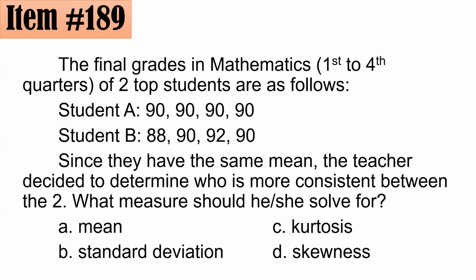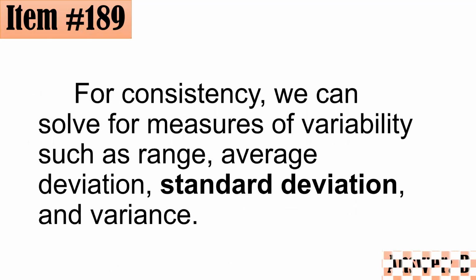Very good. If you answered B, standard deviation, you are actually correct. If we wanted to measure consistency, we could actually solve for measures of variability. And some of them, we have range, average deviation or mean deviation, the standard deviation, and the variance. Since standard deviation is one of the choices, so we will go with B. Magaling, magaling, magaling.